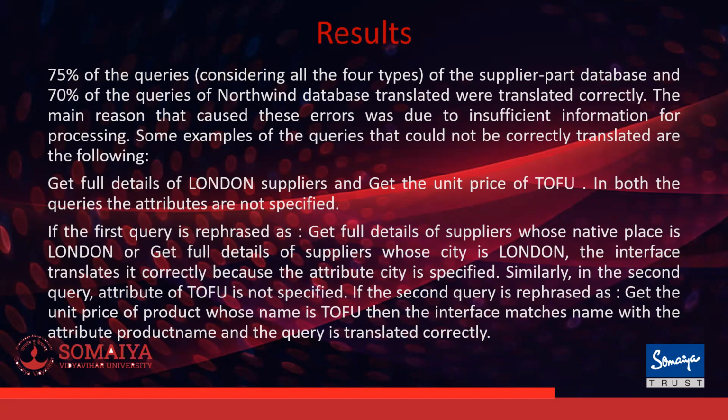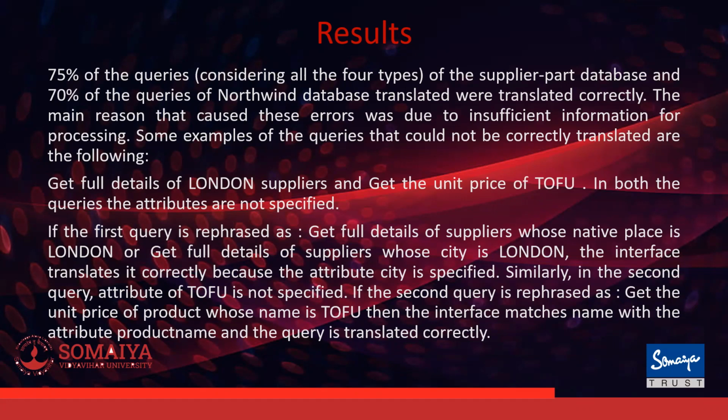So get the full details of London suppliers and get the unit price of tofu. In both the queries, the attributes are not specified. The first query could be rephrased as get full details of suppliers whose native place is London, or get full details of suppliers whose city is London. So the attribute which refers to what London is, that has to be specified.